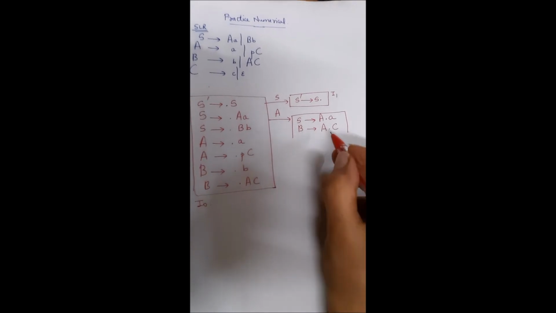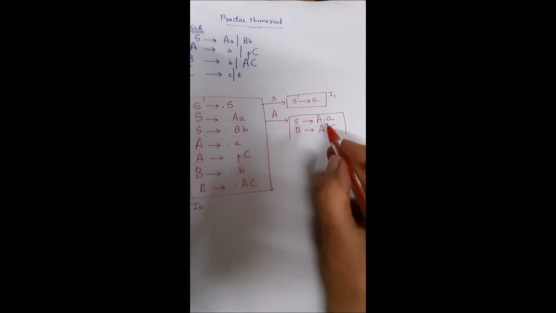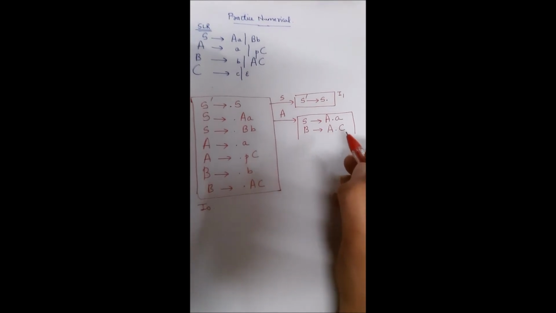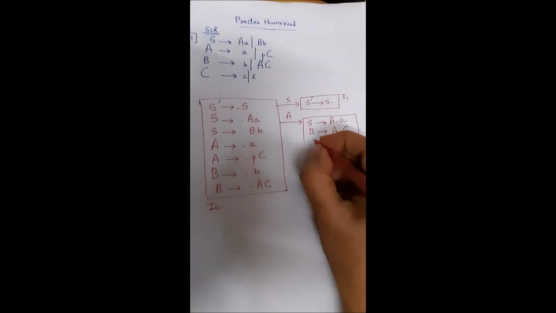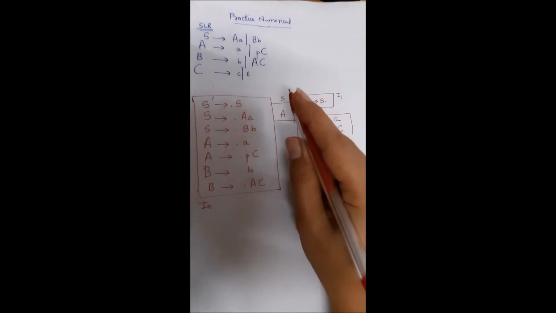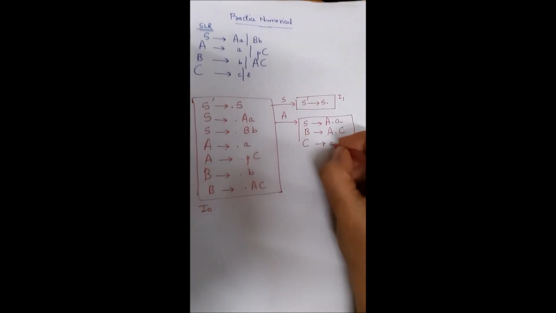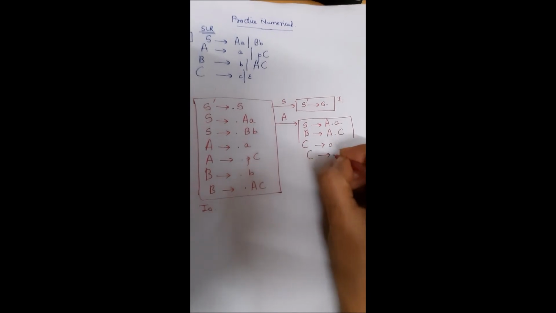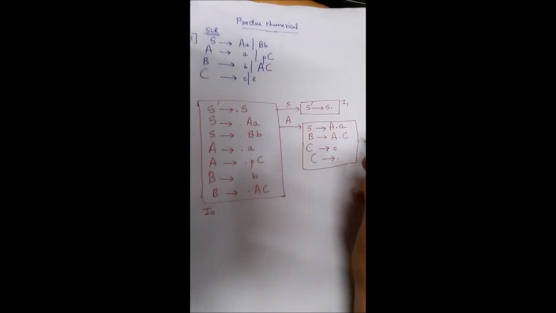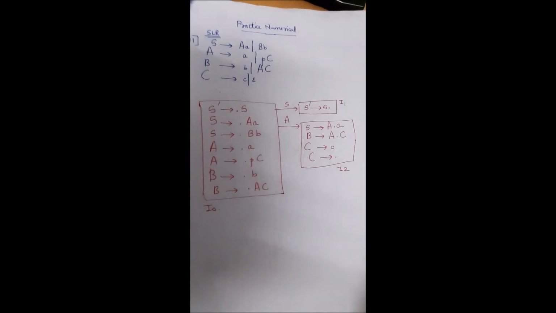Now we apply closure here. It is dot of small a, nothing needs to be added, but now we have dot of capital C. So we have to add the rules of capital C, but from where? From the grammar which is given. This is small c, and C tends to epsilon will be written as C tends to dot. So this is I2.